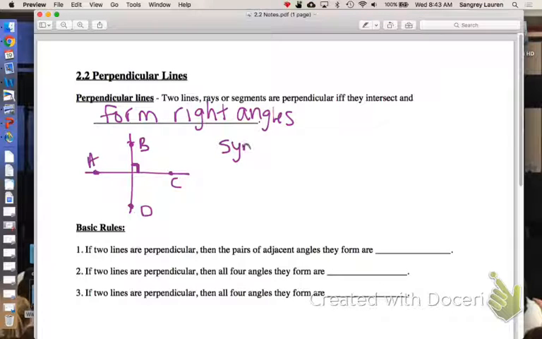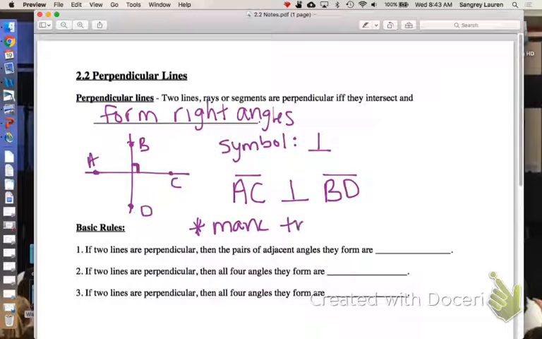The symbol that we use for perpendicular, it looks like an upside down capital T. It also looks like two segments that are perpendicular. So the notation would be segment AC is perpendicular to segment BD. As soon as you know that you have perpendicular lines, I want you to mark the right angles in the picture. Okay, so as soon as you know that you have perpendicular lines, make sure you mark those right angles.